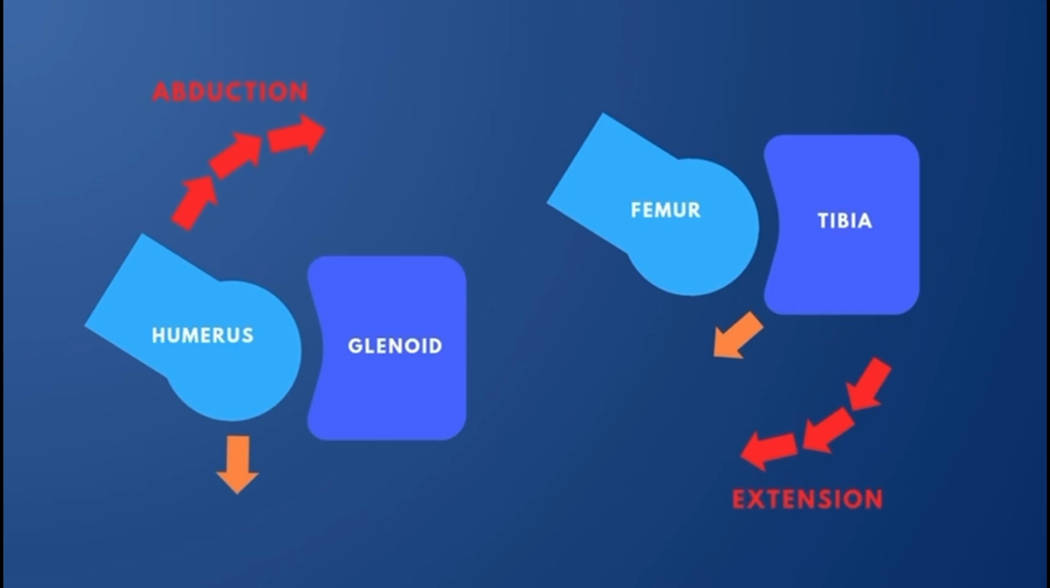Here again we can see both patterns in action. In shoulder abduction, the red arrow shows the roll upward, and the orange arrow shows the glide downward. In knee extension, both the red and orange arrows point downward, showing that the roll and glide happen in the same direction.